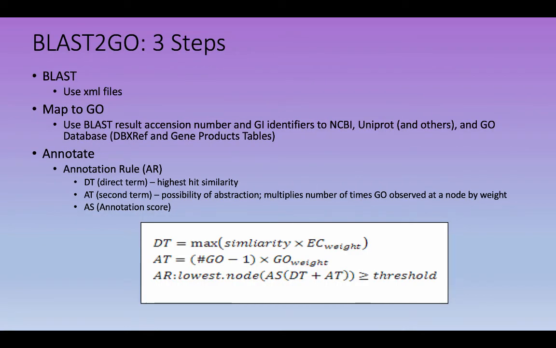So it's a pretty straightforward process. It takes about 3 steps. You blast, you map, and you annotate. And the application of this annotation rule, again, shows that if we're going to call something one thing, we look at the highest hit that we find, the best result we get from our blast results, and we look and say, how similar are these top results to each other?